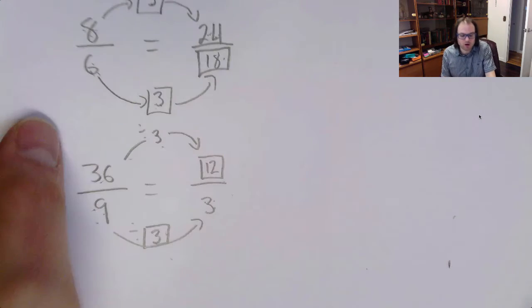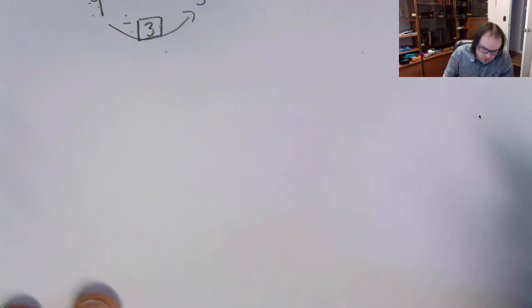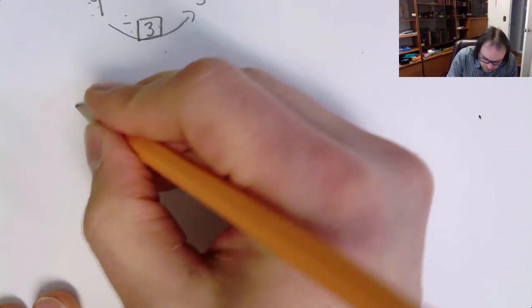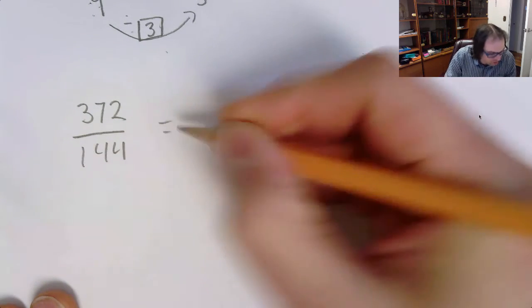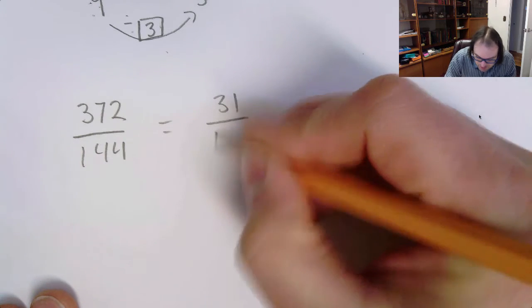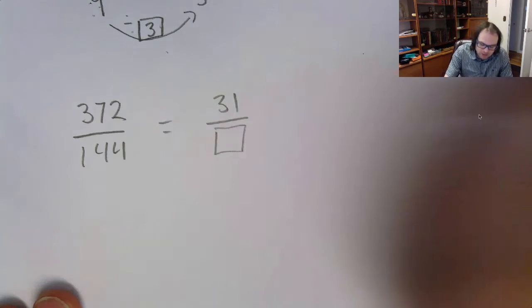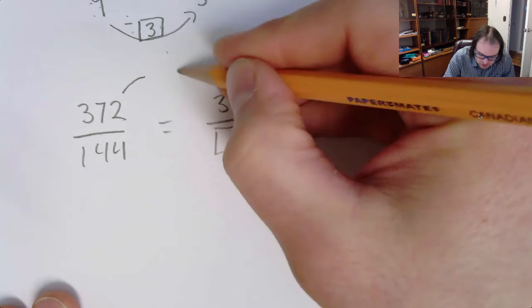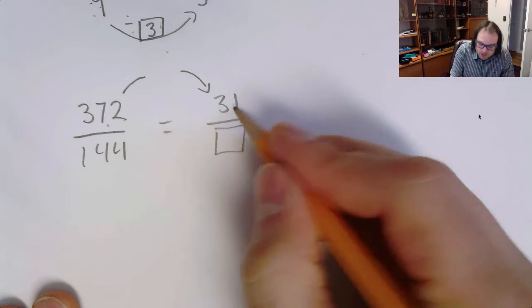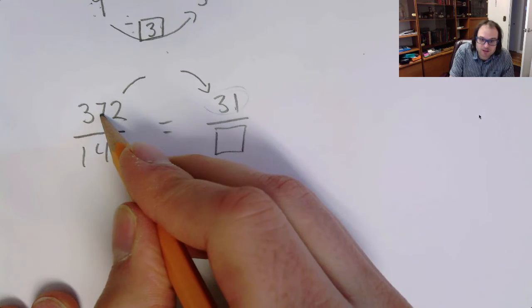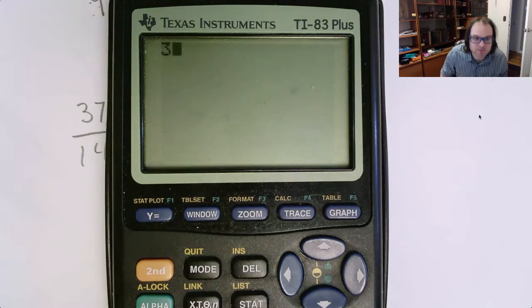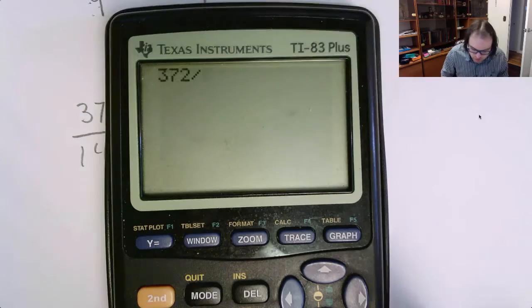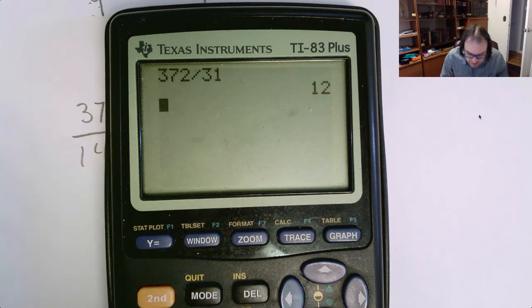I'm going to try one more, a slightly more challenging one here. For this one, we're going to be allowed to use a calculator. So I'm going to have 372 over 144 is equal to 31 over something over here. Well, I look at this, and I have to figure out first, what am I doing to go from here to here? I look at this number is smaller than this number. So that means I'm going to go 372 divided by 31. I'm always going to do my big number divided by my small number. And that gives me 12.